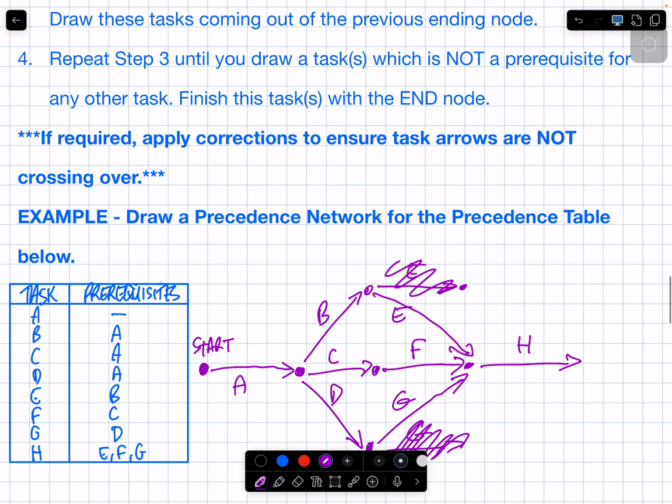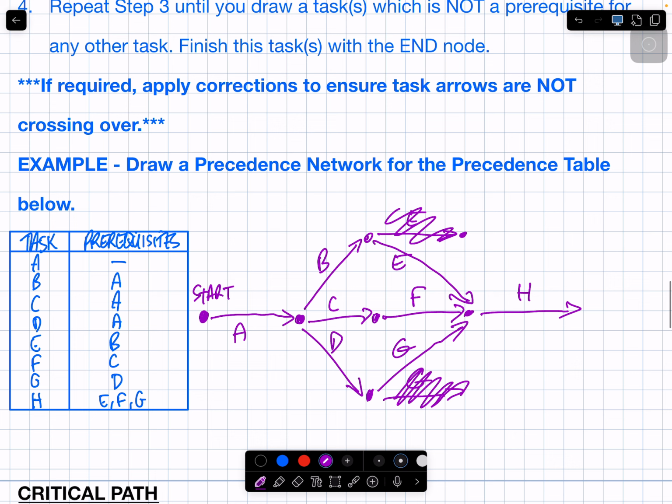And what did step 4 say? You keep doing step 3 until you draw a task that isn't a prerequisite. Does H appear in the prerequisites column? No. So you finish H with the end node.